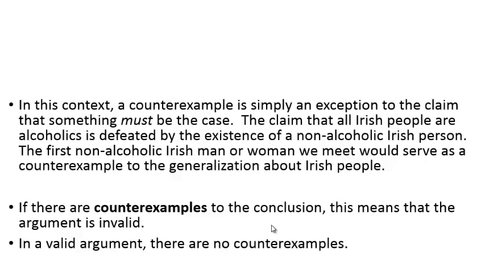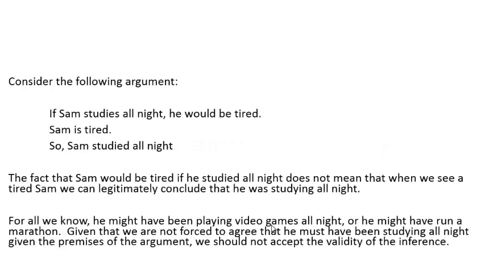When we're looking at proofs, we're going to be thinking about counterexamples to the conclusion. And if there are counterexamples to the conclusion of an argument, that means that the argument is invalid. So why is that? Well, in a valid argument, there simply are no counterexamples to the conclusion. The conclusion must follow. So let's take a look at this argument here.